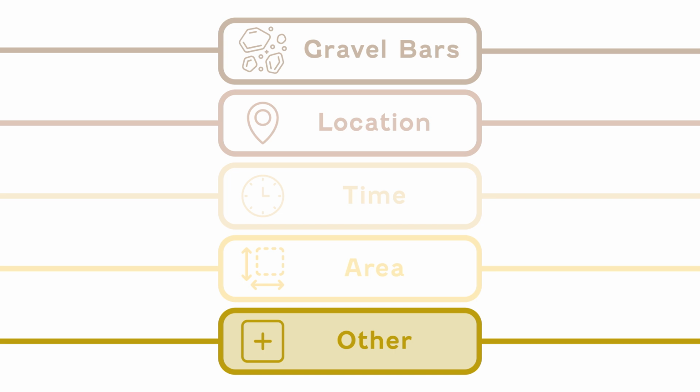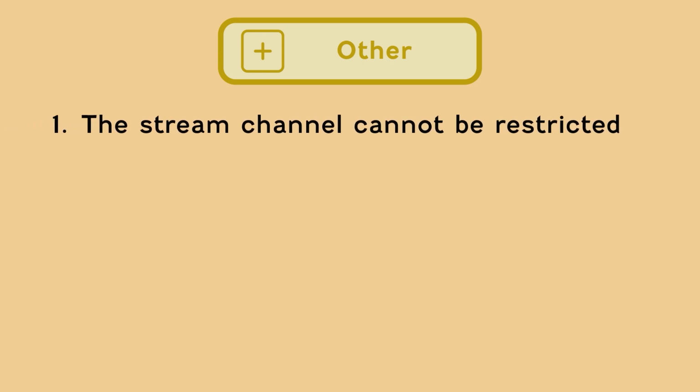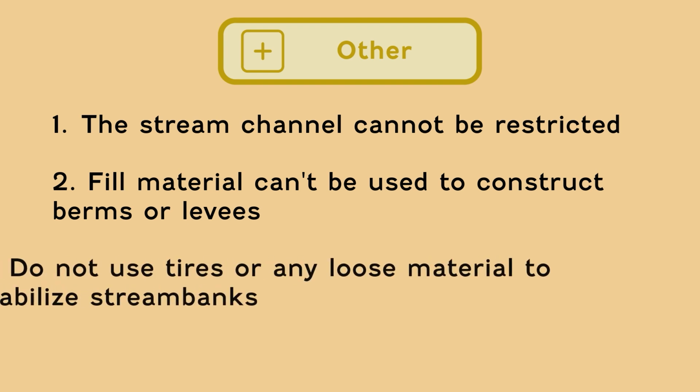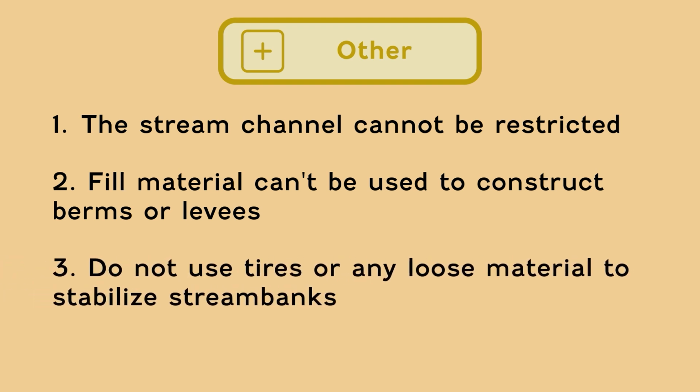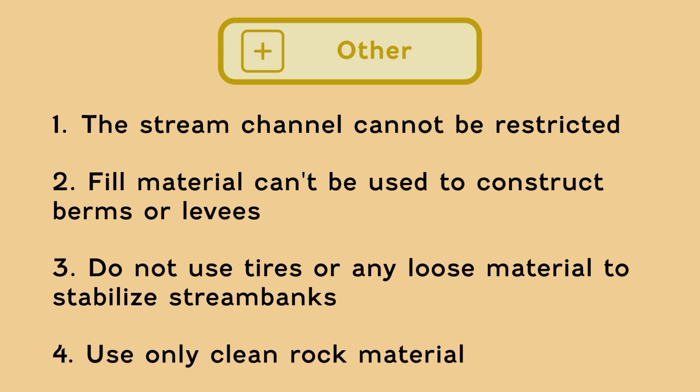Lastly, here are some final general rules that should be noted in the GP3. 1. The existing stream channel width cannot be restricted. 2. Fill material like soil or stone cannot be used to construct berms or levees. Berms and levees are essentially raised banks. Number 3. You aren't allowed to use objects like tires to stabilize the stream bank. Using materials like these are not part of best management practices. And number 4. Only clean rock material like limestone from a quarry can be used for stabilization.